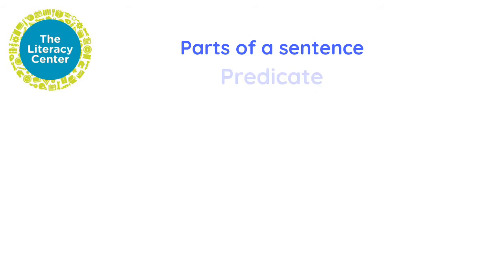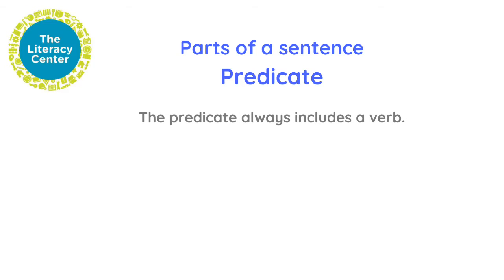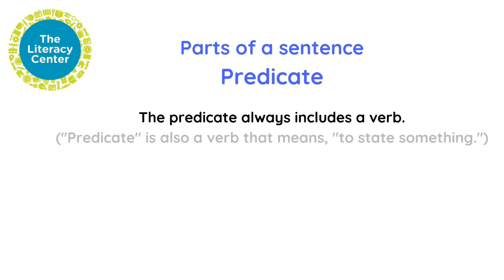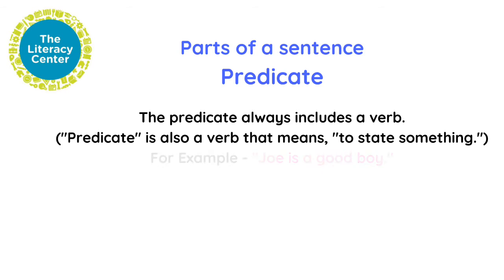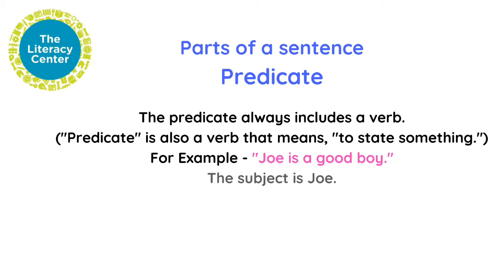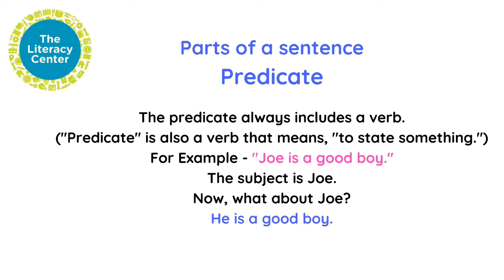Next important part is predicate. The predicate always includes a verb. Predicate is also a verb that means to state something. For example, look at this sentence here. Joe is a good boy. Here, the subject is Joe. Now, what about Joe? He is a good boy.